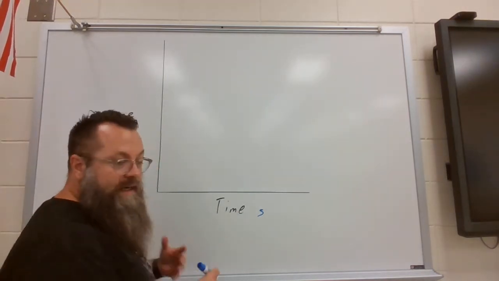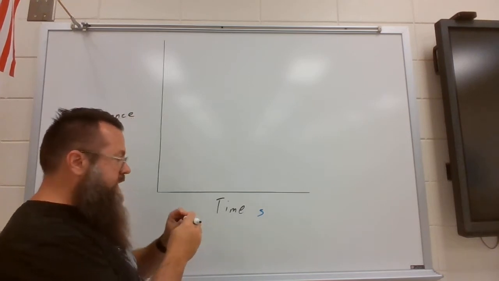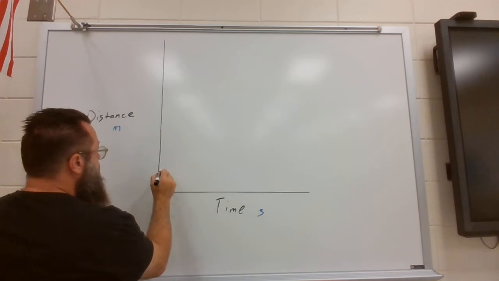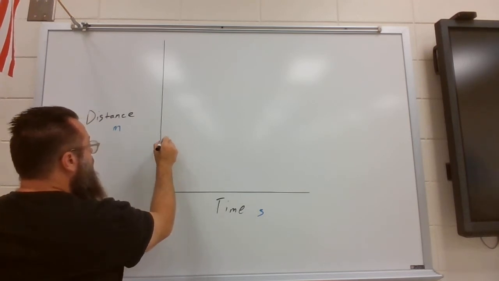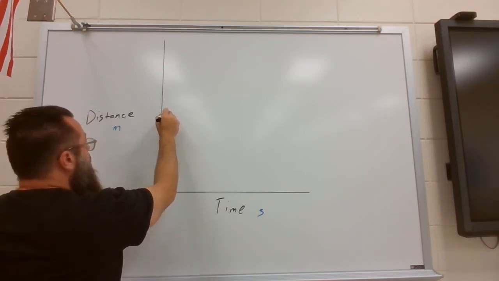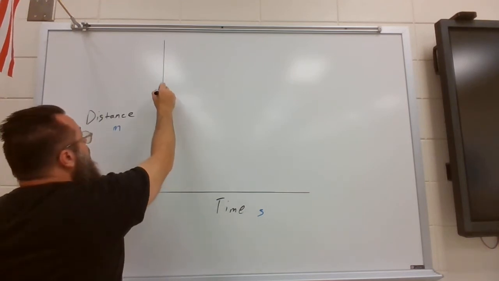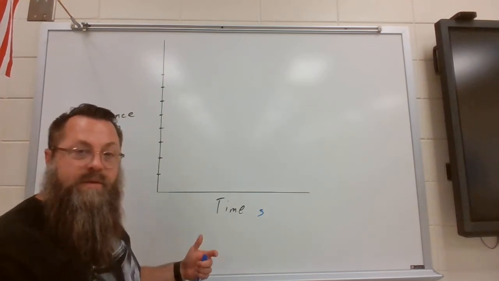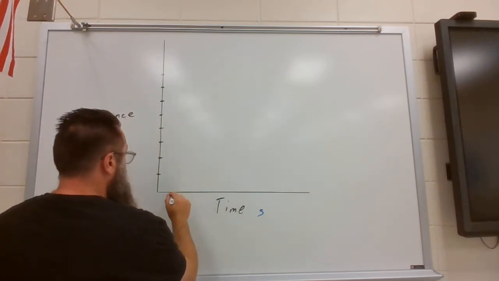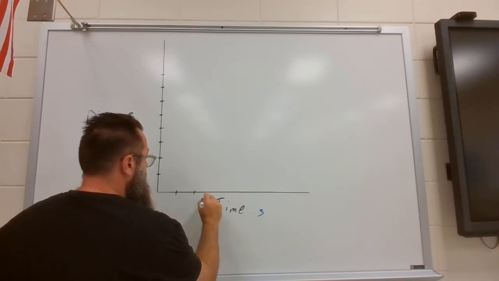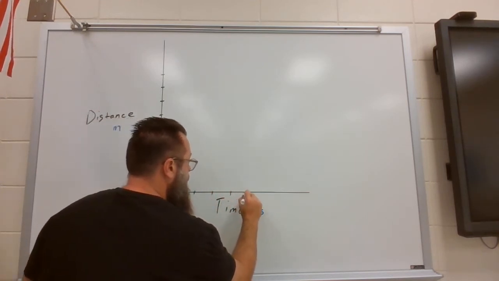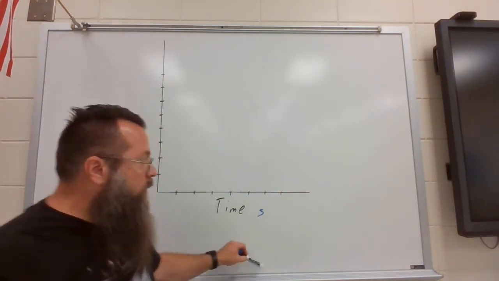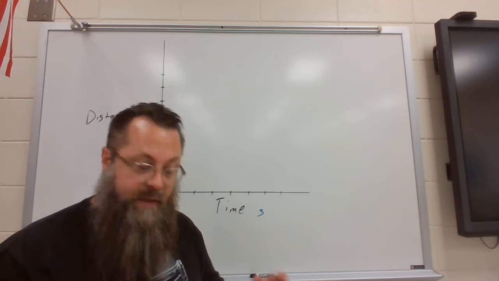I'm going to try to make this look decent the first time so that I can reuse this graph later. Here's some marks. Hopefully they're pretty close to equidistant from one another. Here's an amount of distance. We're going to need an amount of time as well. So we're measuring time in seconds, and distance in meters.